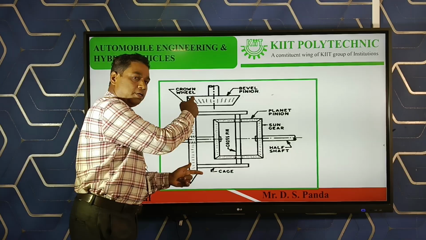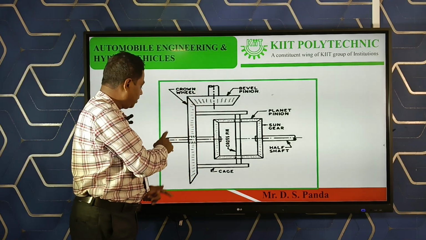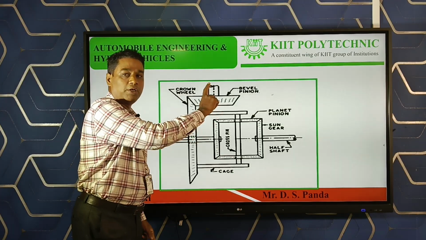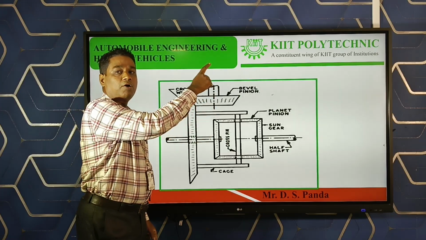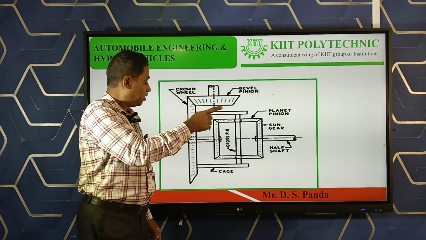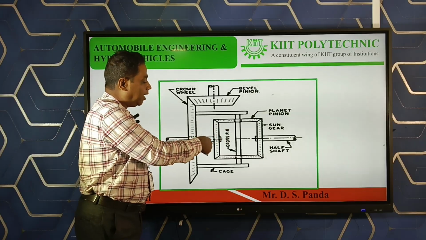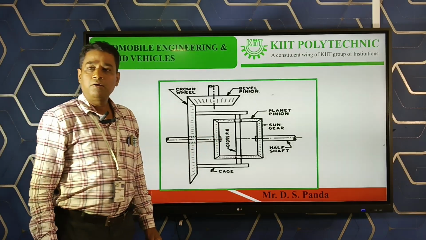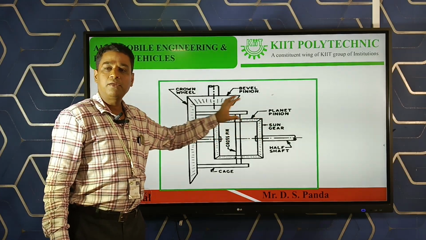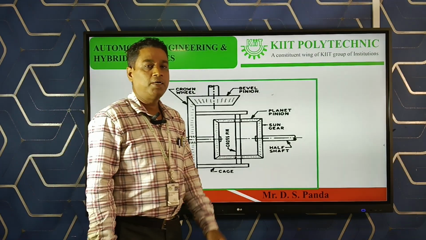If taking a left turn, as we discussed earlier, then definitely the left wheel takes less power compared to the right wheel, because the right wheel will cover more path. So it needs more power. At that time, the differential will share more power to the right side wheel compared to the left side. This is the basic working principle of the differential.